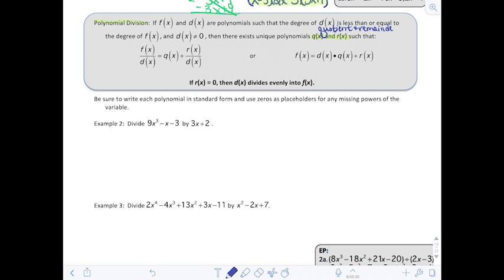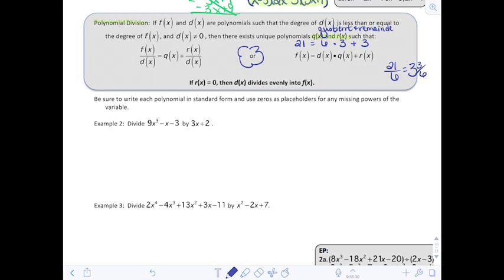Again, another way to look at it, f of x is equal to d of x times q of x plus r of x. So this means, for example, our 21 would equal the divisor times the quotient plus the remainder. So when I did that 21 divided by 6, the quotient was 3, the remainder was 3, and the divisor, which doesn't show up in this one, is 6. So 21 does equal 6 times 3 plus 3.